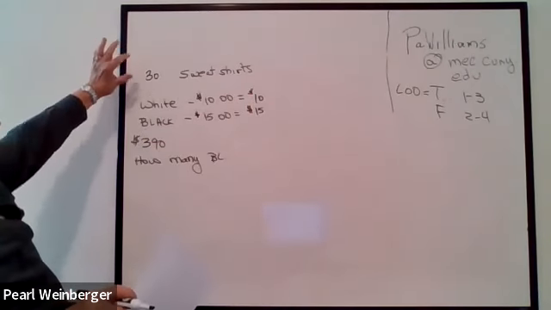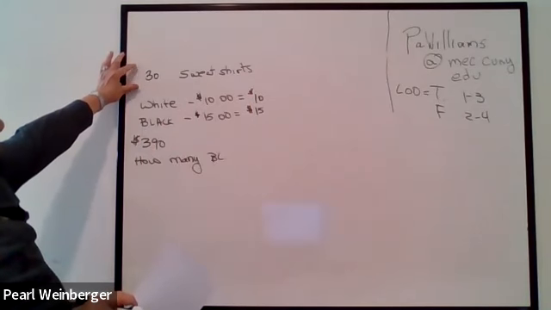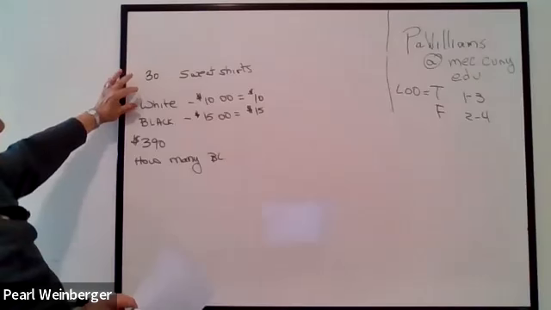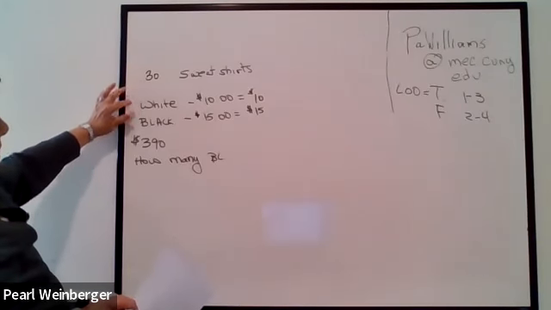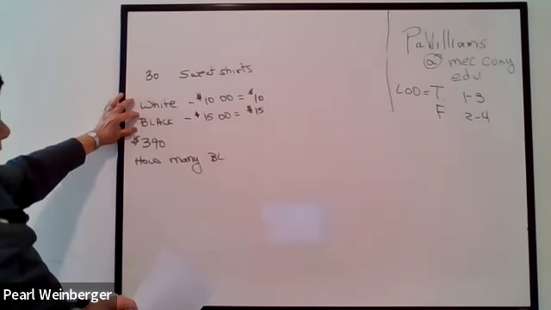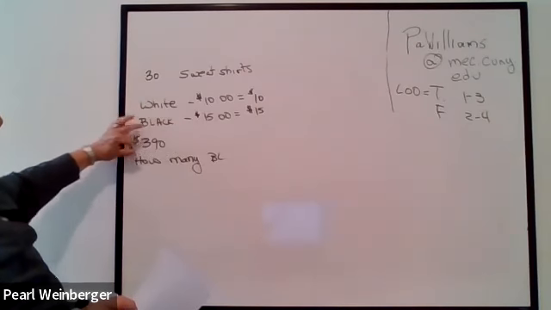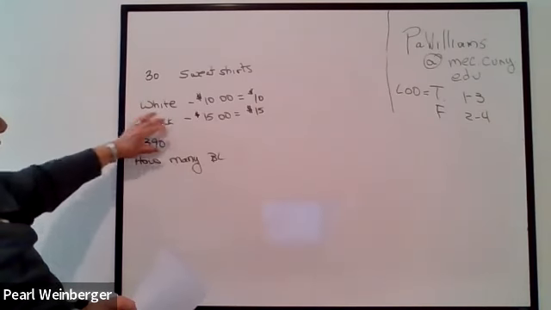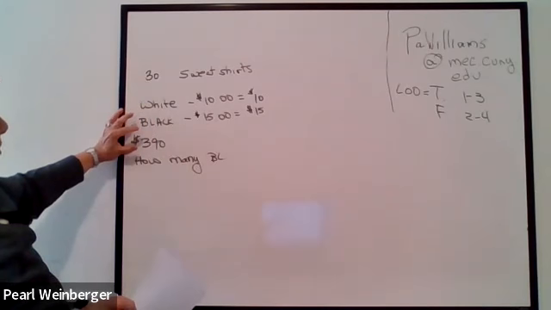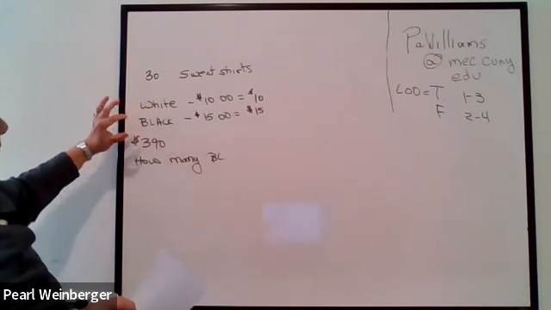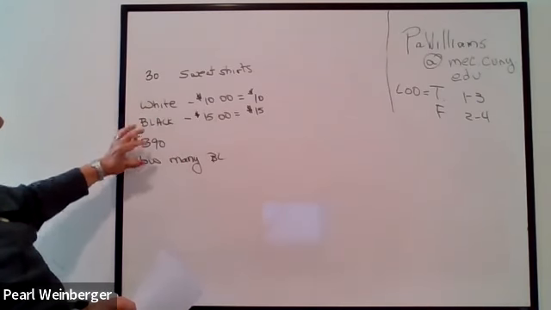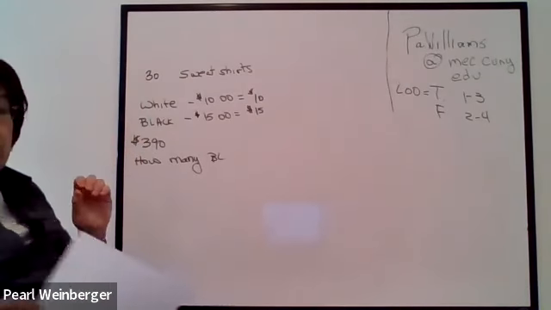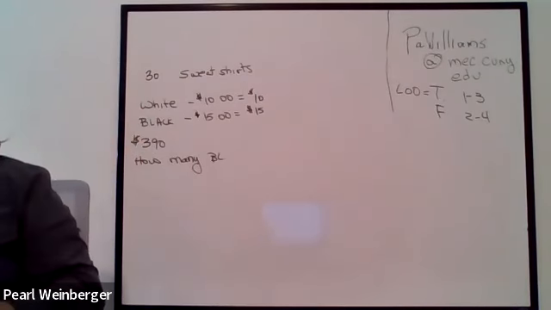So let's go through it again. We have a total of 30 shirts being sold. The white ones for $10 each, the black ones $15 each. And the total amount of money that he's getting in for selling these sweatshirts is $390. And we want to know how many of the shirts that he sold were black shirts.